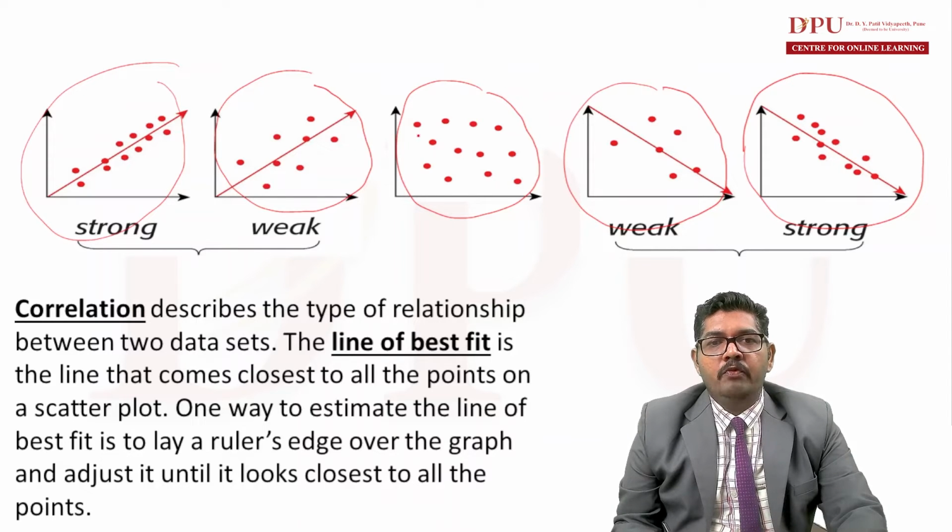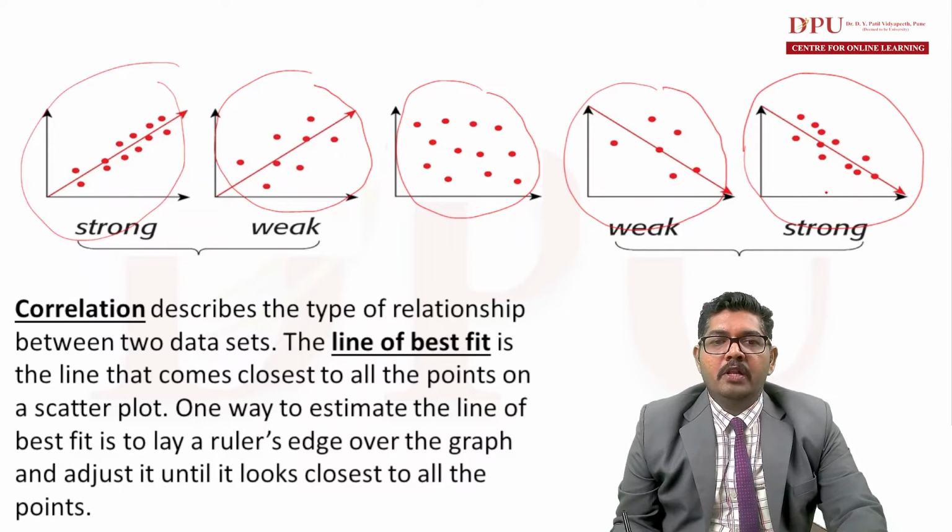From the third diagram, we cannot judge any pattern, right? So we can say that these two variables are not correlated. From the fourth diagram, we can say that these two variables are negatively correlated, because if the value of x increases, the value of y decreases, and when we draw a line of best fit, we get a downward sloping line. And the last diagram tells us that there is a strong negative relationship.